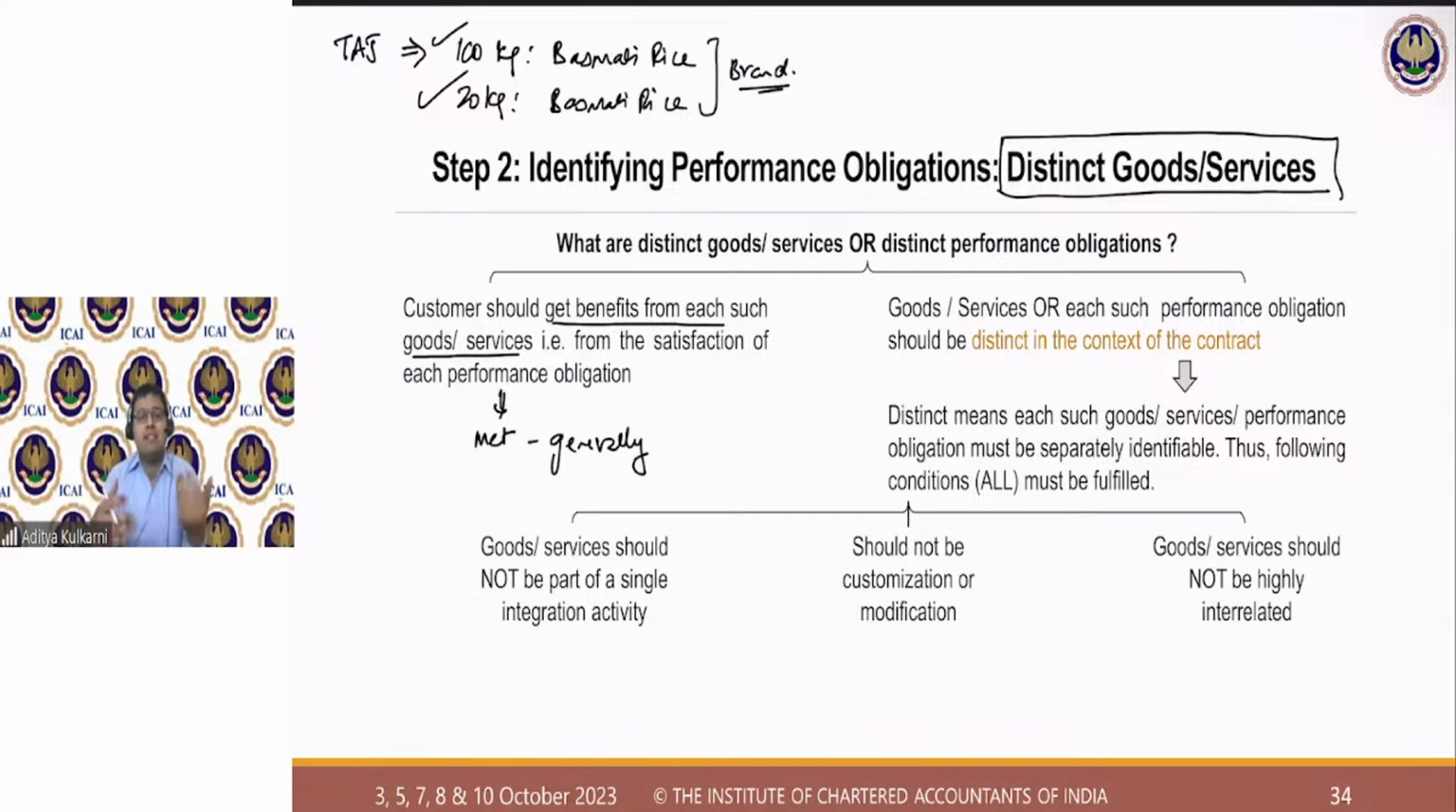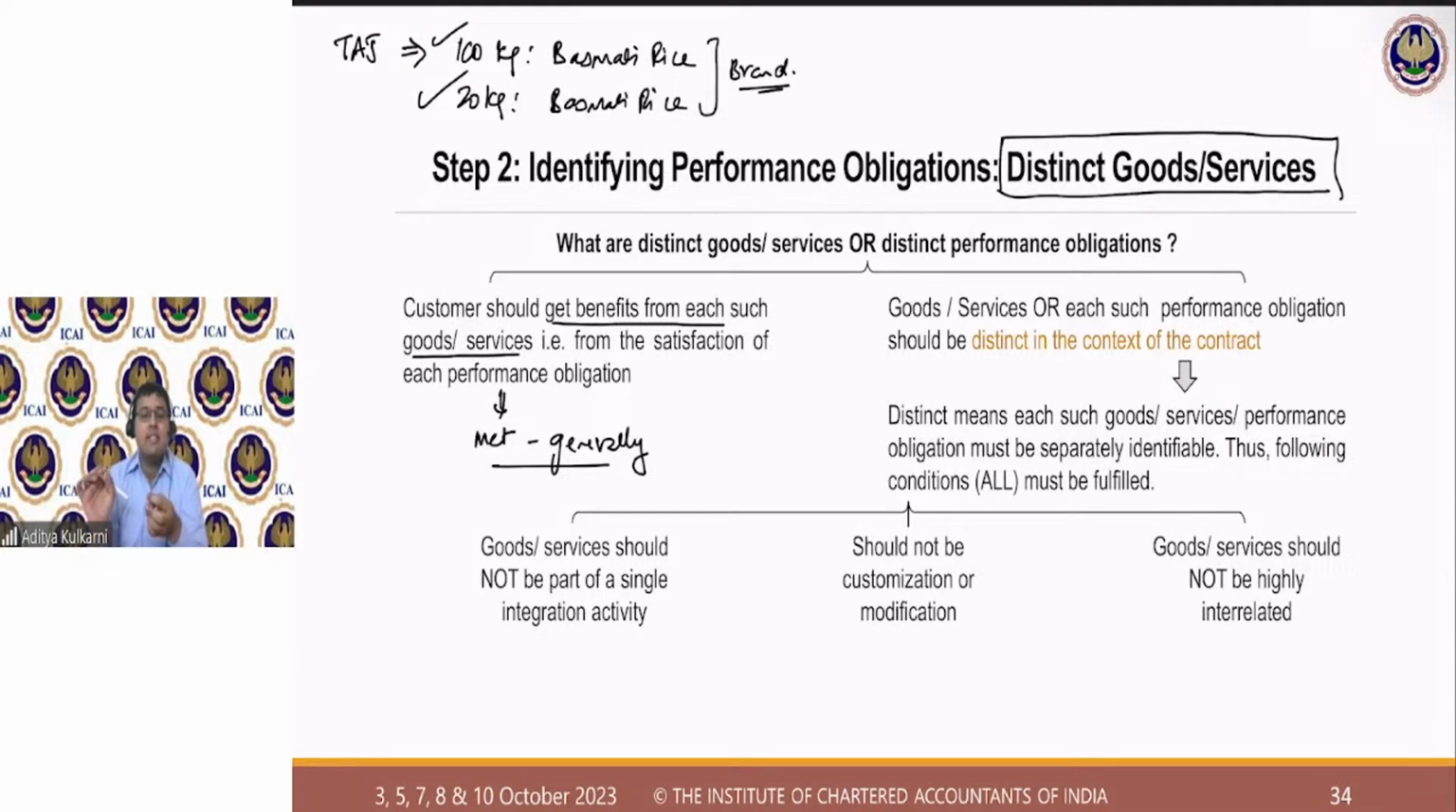Because why will a customer order unless he feels he will get benefit from that? Yes or no? A customer will place an order for additional goods and or services only if the customer is going to get benefit from that. And therefore, in most of the cases, this condition is met. You don't have to really check this condition. It's generally met. So are you clear when I say distinct, what does it mean?